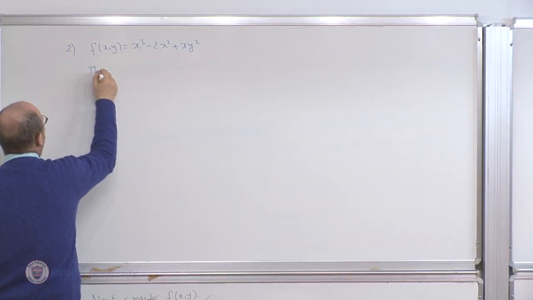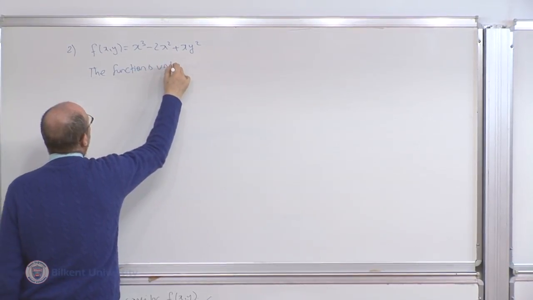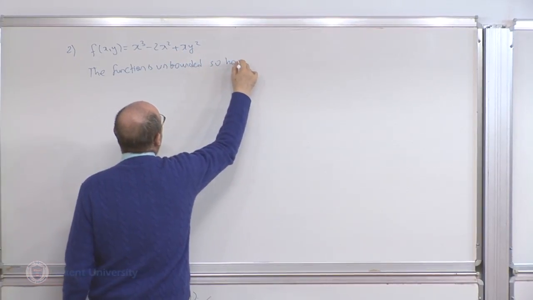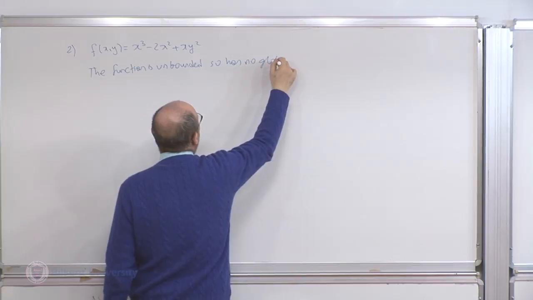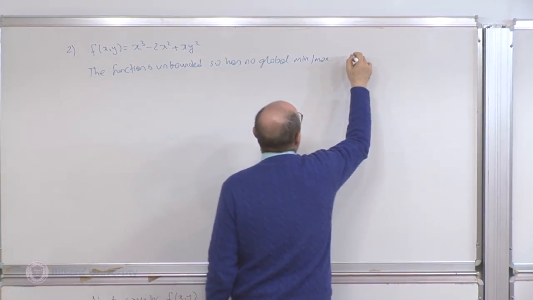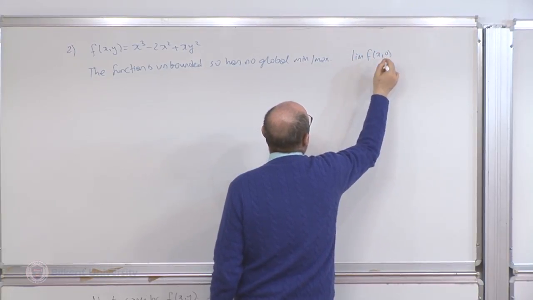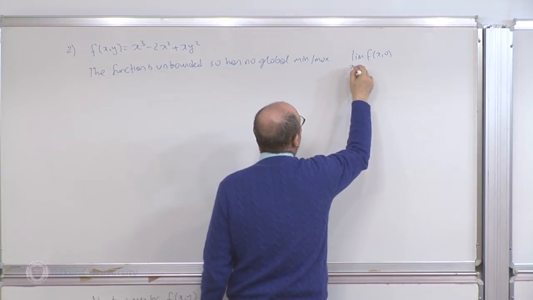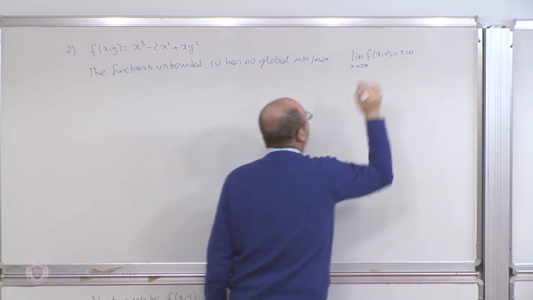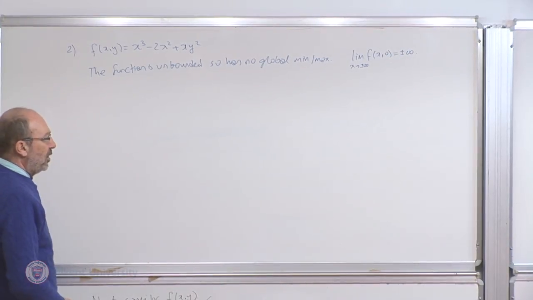The function is unbounded, so it has no global min or max. The limit of f(x, 0), along the x-axis, as x goes to plus or minus infinity is plus or minus infinity. That's why it's unbounded. So we are relieved of this.